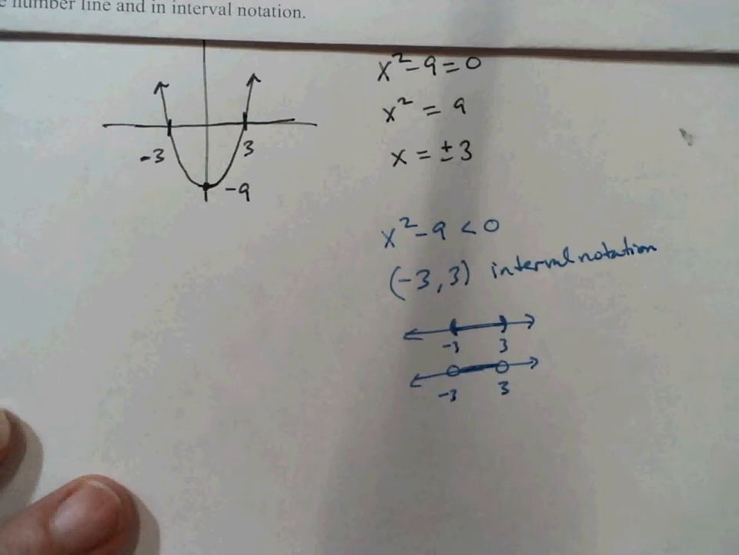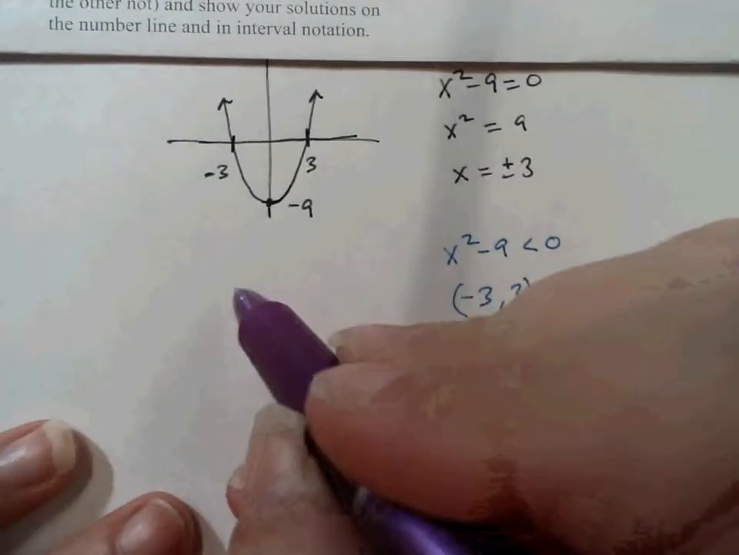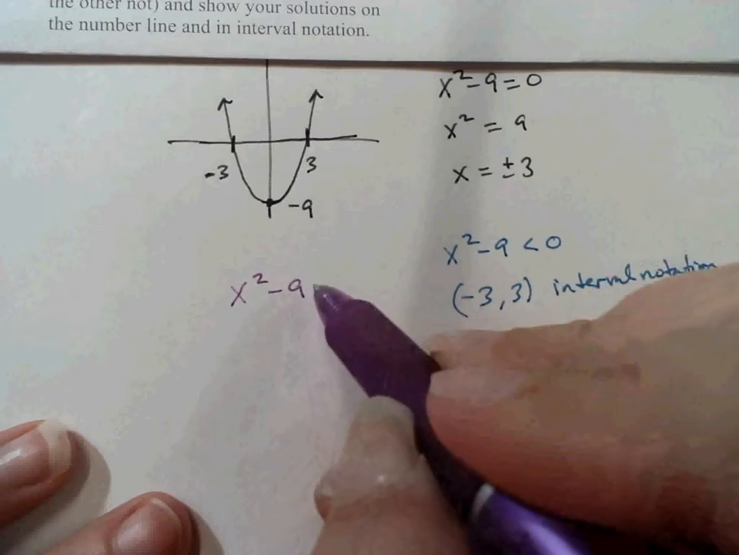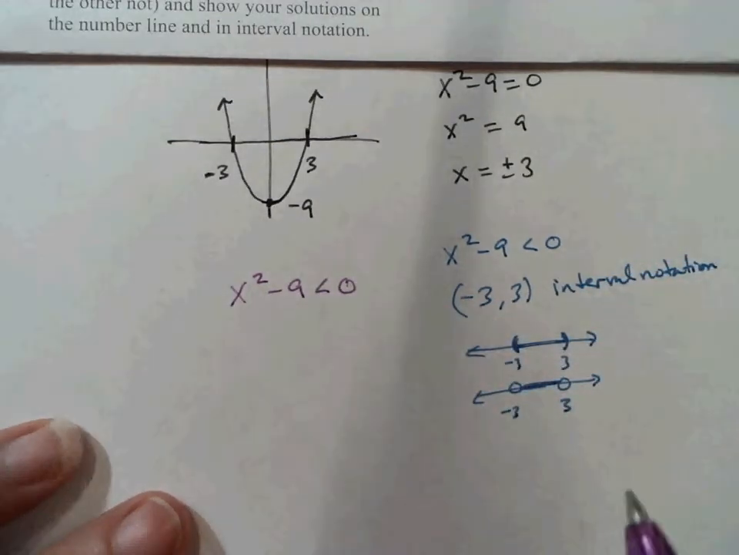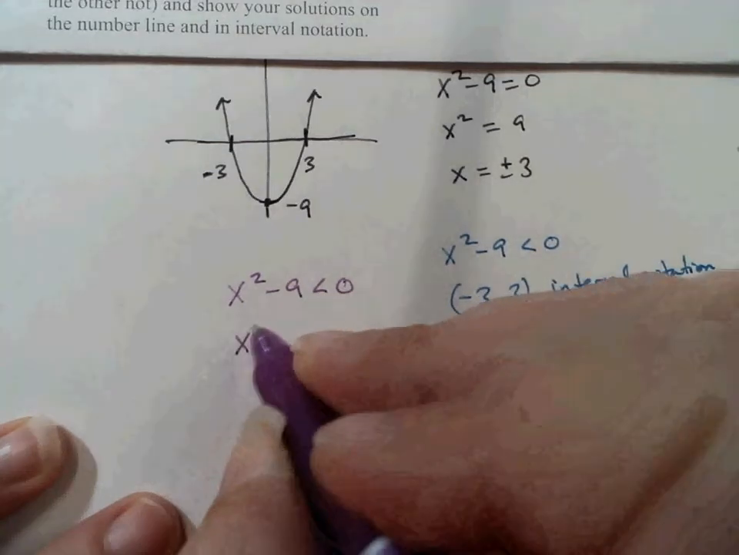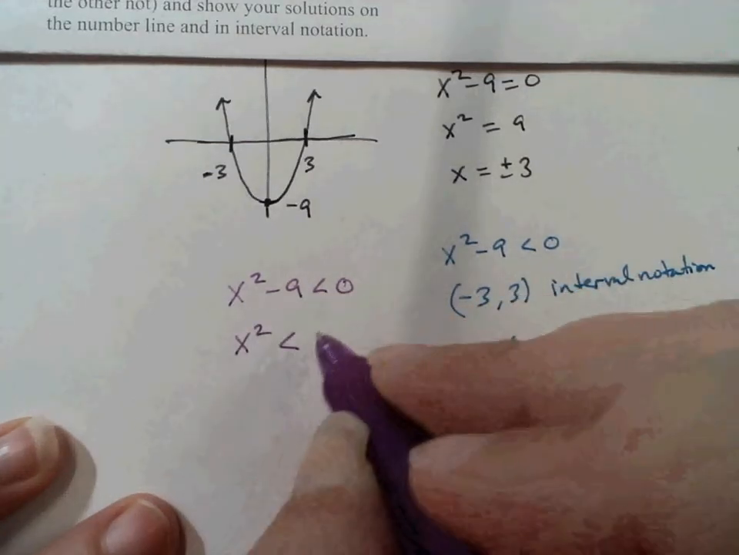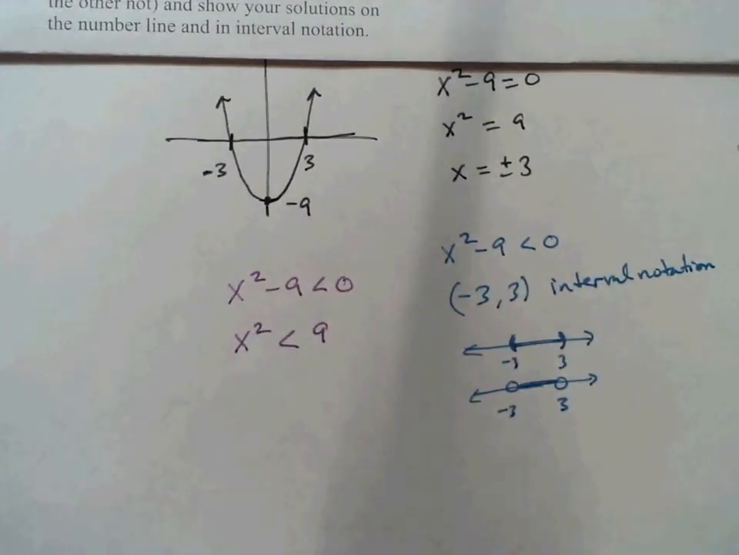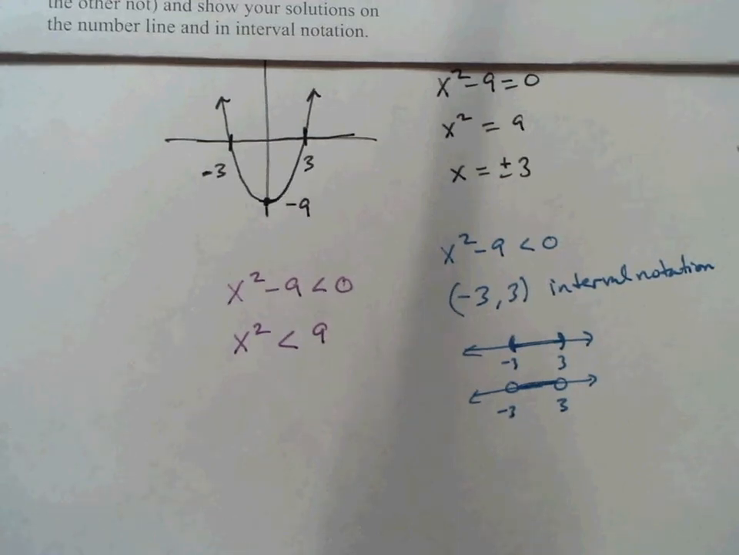But now I want to talk to you about how to solve it algebraically, because I don't know if you've seen this before. If you pretended that was an equal sign, what would you do with a 9 if you were trying to solve? You would add it over, right? So let's do that as well. Write this down on your paper. X squared minus 9 less than 0, so x squared is less than 9.